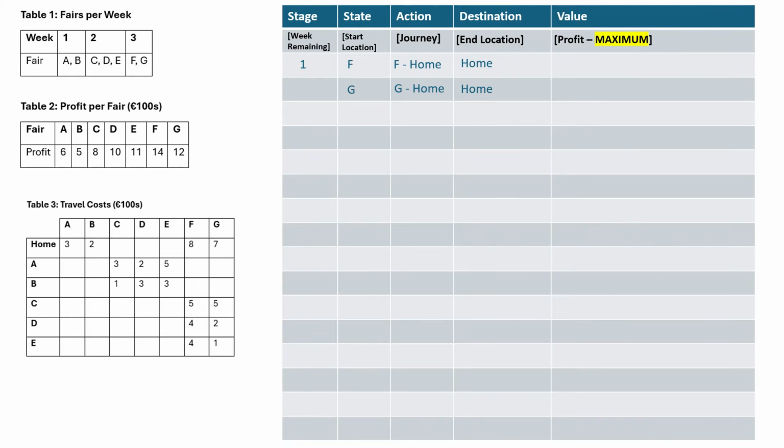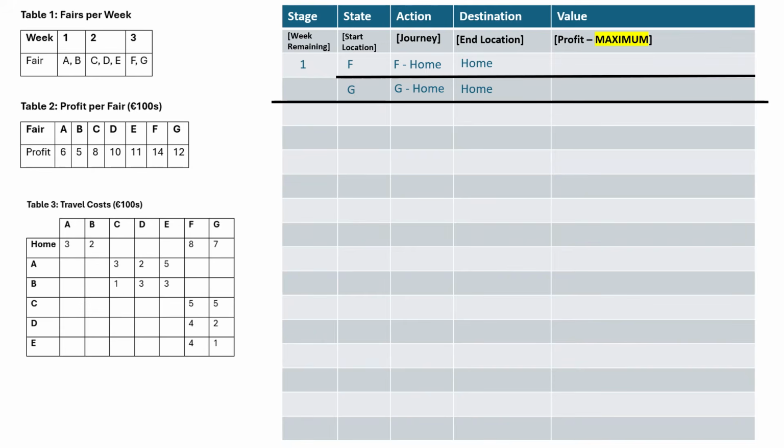So remember, we're always trying to get the optimal value per state. So I'm going to draw my little line in between F and G, and then that's the only option for stage 1. So for stage 2, then we have 3 options, C, D, and E. So if Toby goes to C, he has 2 options.